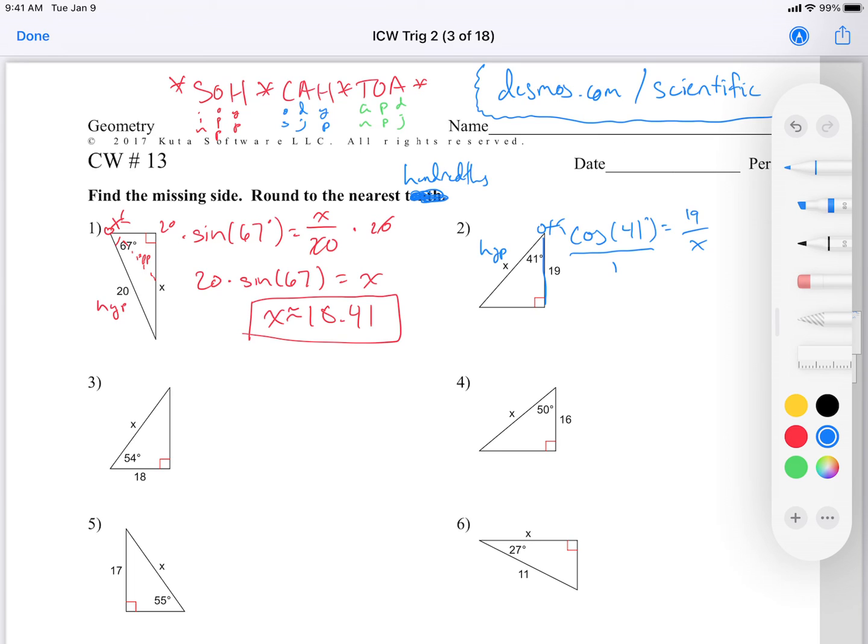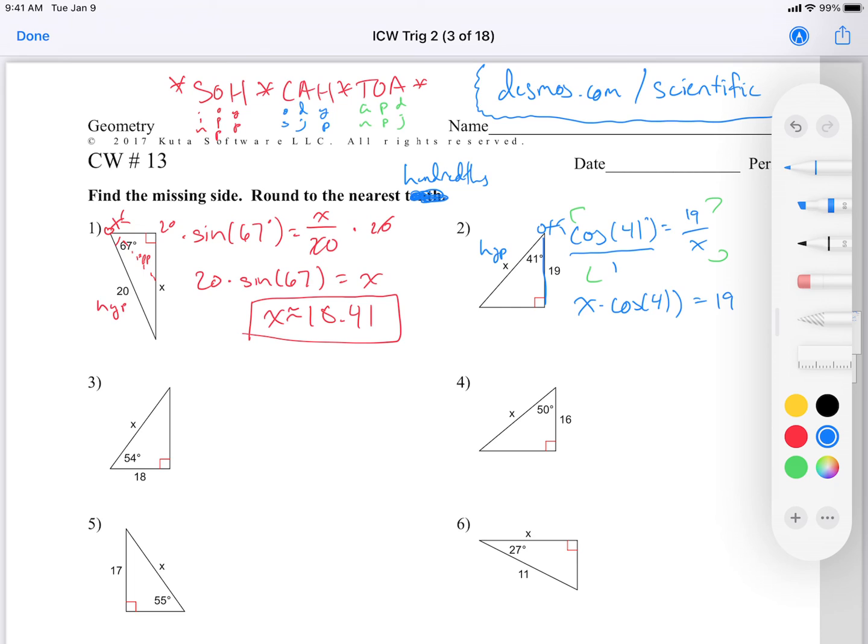And how do we solve proportions? Go straight across. When we multiply fractions, we multiply straight across. But when we have proportions, we have that equal sign in the middle. We have to do something else. Cross multiply. We have to cross multiply, or use the cross product property. Okay? So I'm going to take cosine of 41 and multiply it by x. I'm going to take 1 and multiply it by 19. Okay? So what that leaves me with is x times cosine of 41 is equal to 19.